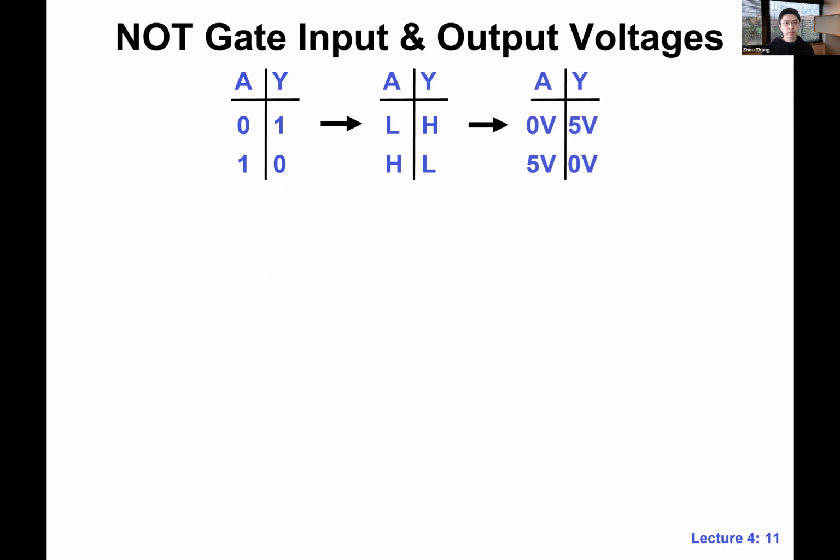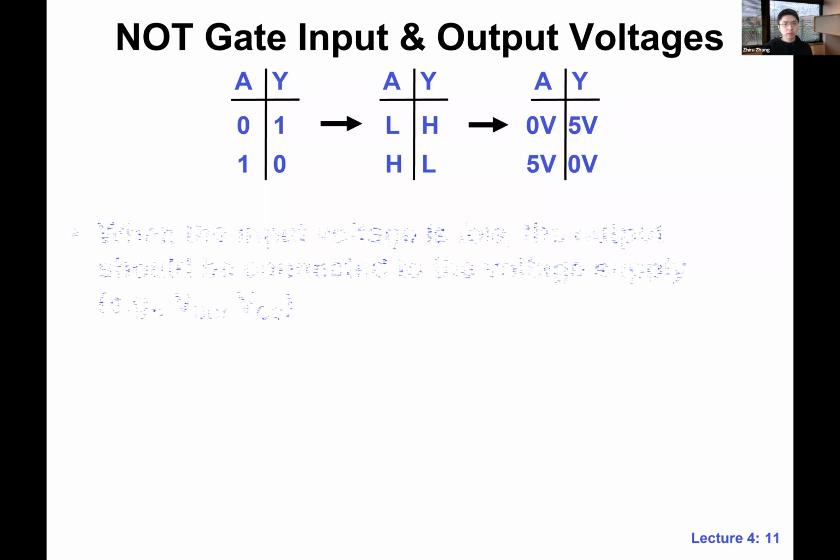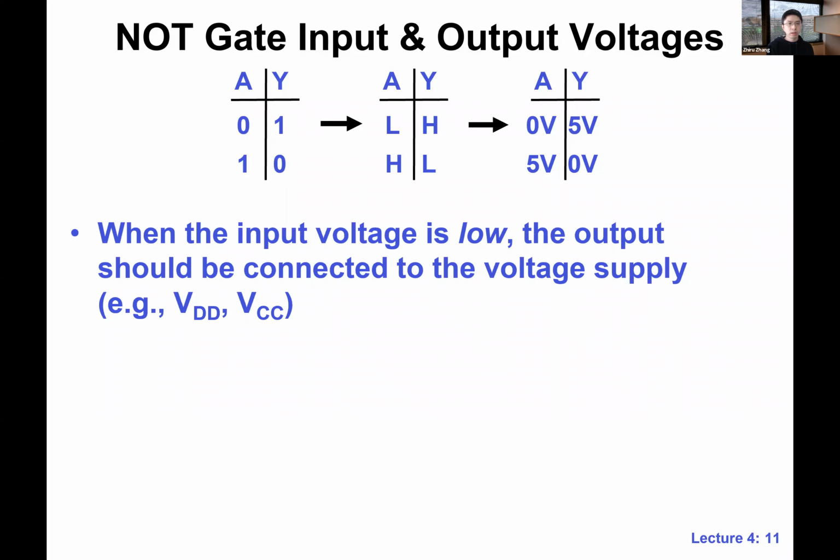And we can of course make it even more concrete, right? So let's say high means 5 volt, low means 0 volt. It's the same truth table. Just want to clarify the terms. And of course, when the input voltage is low, we want the output to be high, right? So we want the output to be connected to a voltage supply. We're going to be seeing this pretty soon.